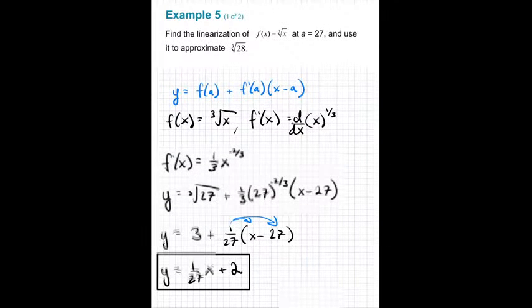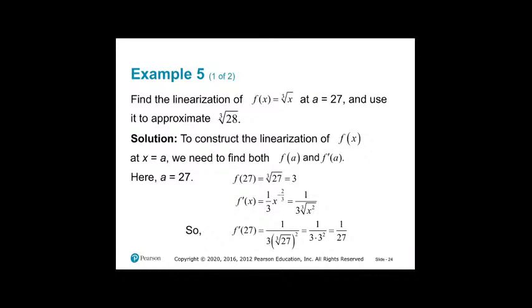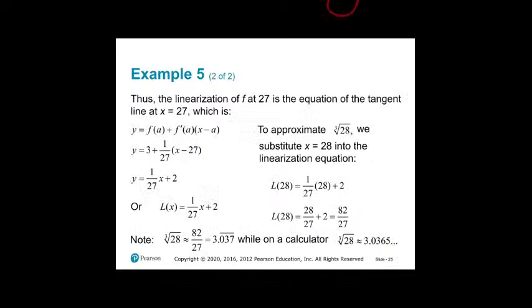Okay, so they got the 1 over 27. And right here, y equals 1 over 27 times x plus 2 is the linearization. To approximate the cube root of 28, we substitute x equals 28 into the linearization equation. So that's what we're about to do. And we get 82 over 27. So the cube root of 28 is going to be approximately this. If we plug it into our linearization formula, we get this result. If we plug the cube root of 28 into our calculator, we get this result. It's pretty interesting.